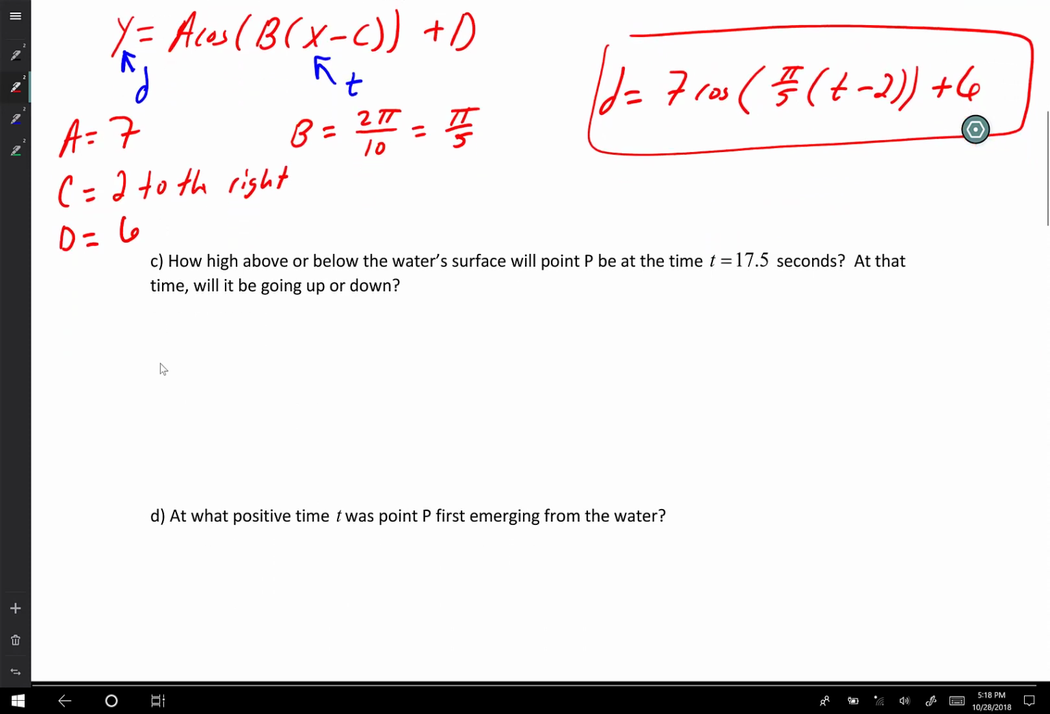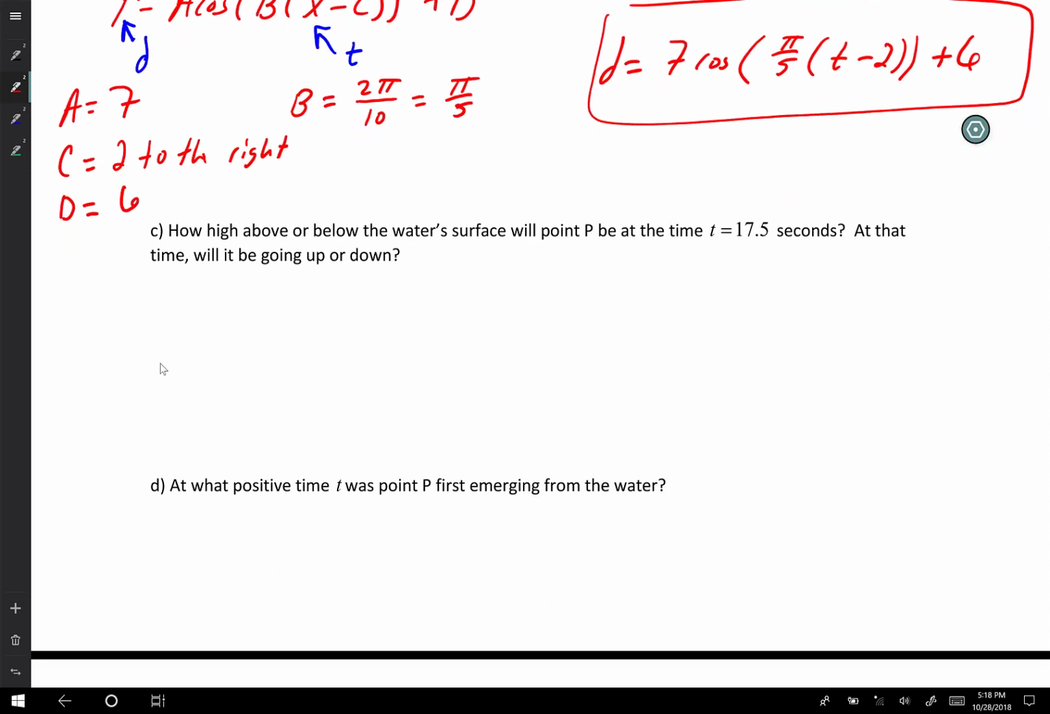Letter C. It says, how high above the water or below the water surface will point P be at the time t equals 17.5 seconds? At that time, will it be going up or down? All right. So this is a pretty straightforward one, guys. I don't have the emulator in this TI. I don't have the emulator in this Surface Book.